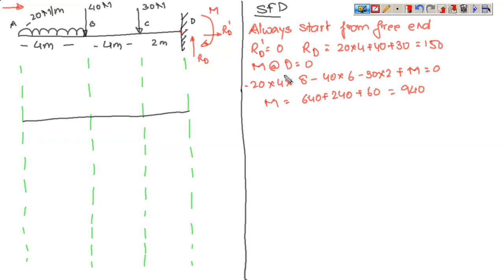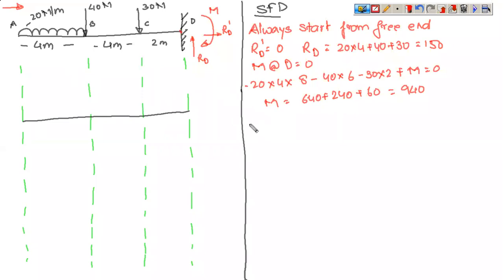So now let us draw the shear force diagram. This was just a recap. I just wanted to revise how to find out reaction in a cantilever beam. It is mandatory that you have to start from the free end. If you start from the free end, it is from left to right. The sign conventions remain as usual.